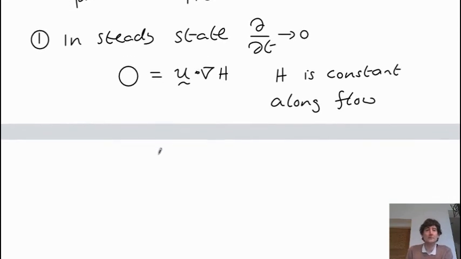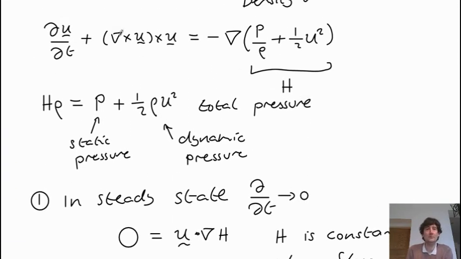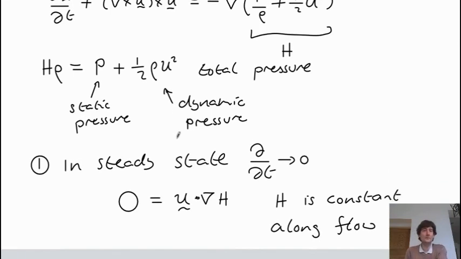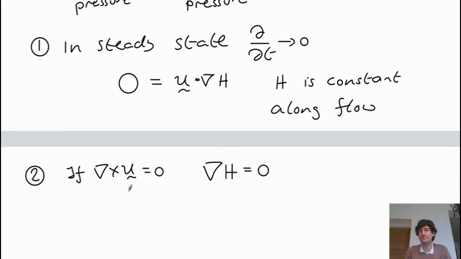Okay, so the second interesting case is if we look again at this equation. We've made this 0 by taking the dot product with u, but we could make this 0 by making the curl of u 0. If you make this 0, then again this whole left hand side goes to 0, and now we have the gradient of h is 0. So the second case is, if curl of u equals 0, then gradient of h is equal to 0.